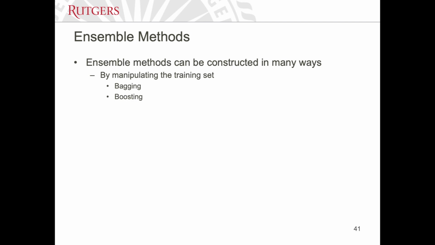Another way is by manipulating the input features. A subset of input features is chosen to form each training set. The subset can be either chosen randomly or based on the recommendations from a domain expert. A common example is called random forests, which manipulates the input features and uses decision trees as its base classifier.